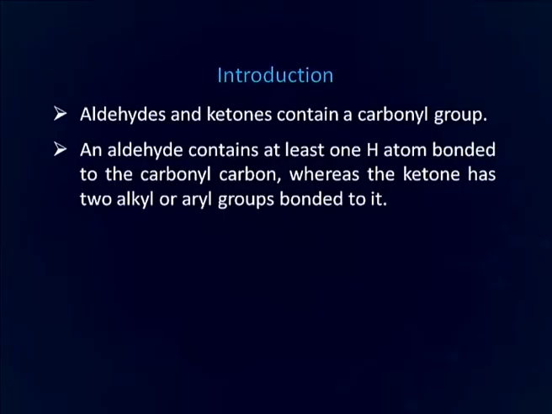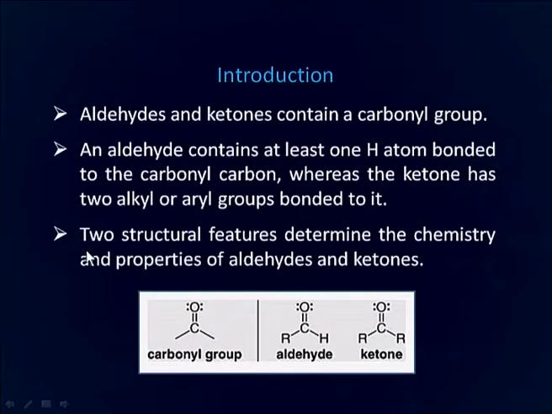So, to start with, the introduction of aldehydes and ketones. Aldehydes and ketones contain a carbonyl group. An aldehyde contains at least one hydrogen atom bonded to the carbonyl carbon, whereas ketone has two alkyl or aryl groups bonded to it. Two structural features determine the chemistry and properties of aldehydes and ketones. So, you can see here that this is the carbonyl group and this is an aldehyde where carbonyl group is attached to one hydrogen. This is a ketone where carbonyl group is attached to two alkyl groups, which can also be two aryl groups.